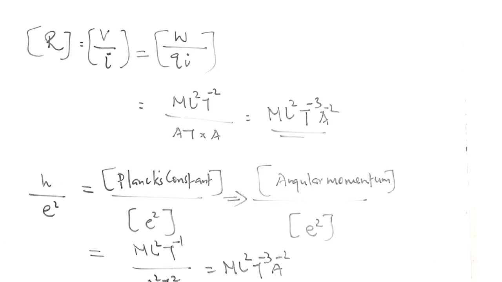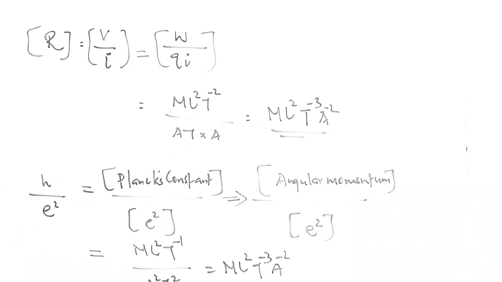So here we have to find the dimension of R. Dimension of R is dimension of V by I. V is work done by charge. Then work has dimension m l square t raised to minus 2. Charge is A into T. So we get m l square t raised to minus 3, A raised to minus 2.